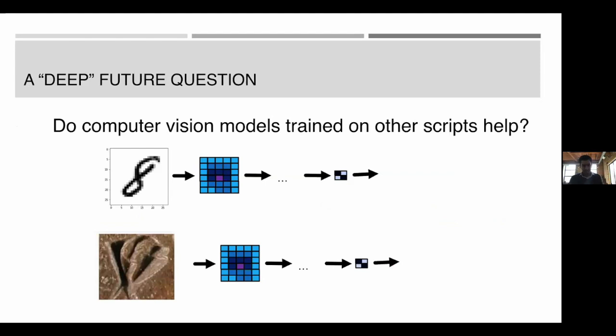And I feel like that is the most exciting part about the DeepScribe project, that together the computer science department and the Oriental Institute, we can really come up with new fundamental questions about both archaeology, but also computer vision as well. So this is what I think is really exciting going forward.